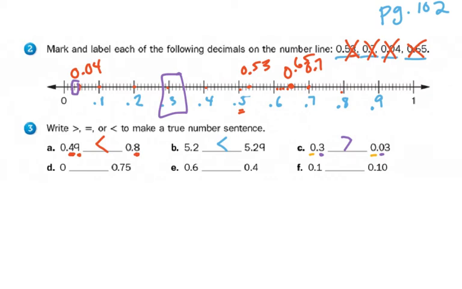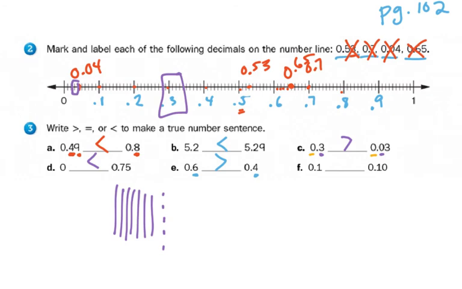0 or 75/100. Well, 0 would be nothing. 75/100 would be 7 longs and 5 cubes. That one is larger. So 0 is less than 75/100. E, we're going to look at the tenths place. 6 and 4, which one is larger? 6/10 is greater than 4/10.